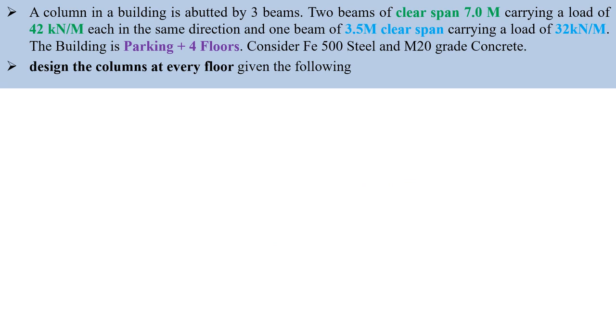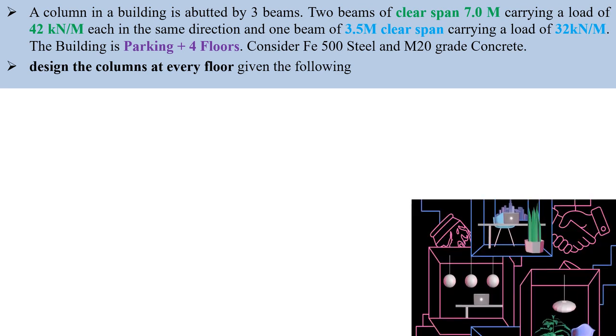Now I am putting all the considerations into a question format so that it is very simple for you to understand. The column of the building is abutted by the three beams which you already saw. The beam has a span of 7 meters and a load of 42 kilonewtons per meter. Here the clear span is clearly specified. Next, there is one more beam in the front with a 3.5 meter clear span and a load of 32 kilonewtons per meter. We need to design a building of parking plus 4 floors. We are going to consider Fe 500 and concrete grade M20. Design the column at every floor as follows.